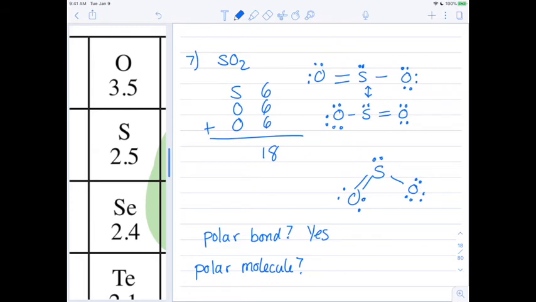Yeah, sorry. All right, so next up is the polar molecule. What do you think? Is this a polar molecule? All right, excellent. So I'm seeing yes. And this is a polar molecule, even if all we look at is the bent shape.